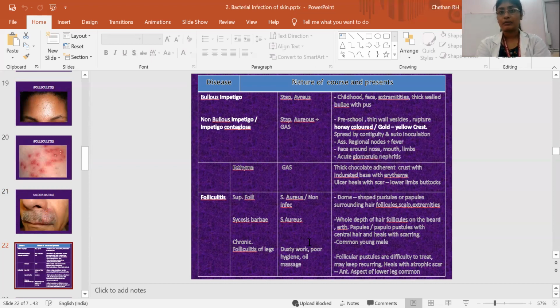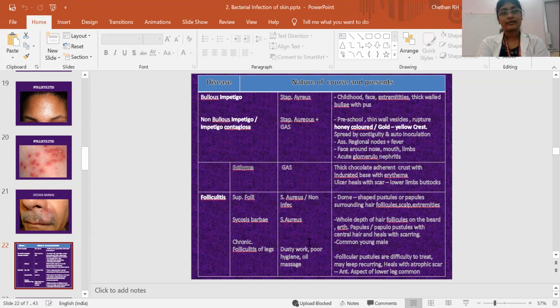It is present in smaller children, in the preschool age group, and presents as thin-walled vesicles that rupture, and a honey-colored, golden or yellowish crust is present. It is spread by contiguity and auto-inoculation. As the child keeps on scratching, it spreads itself by auto-inoculation. There will be associated regional nodes and fever, and it is usually present on the face, around the mouth, nose and limbs. There can also be an associated acute glomerulonephritis.